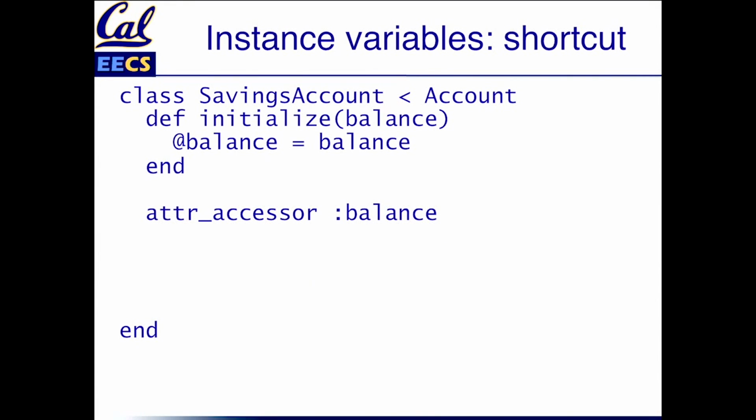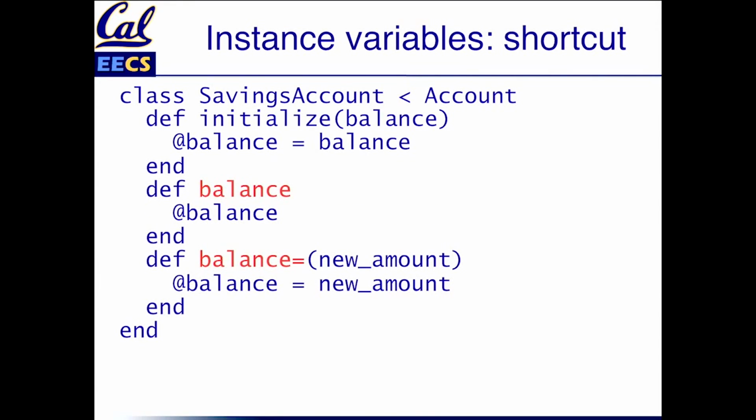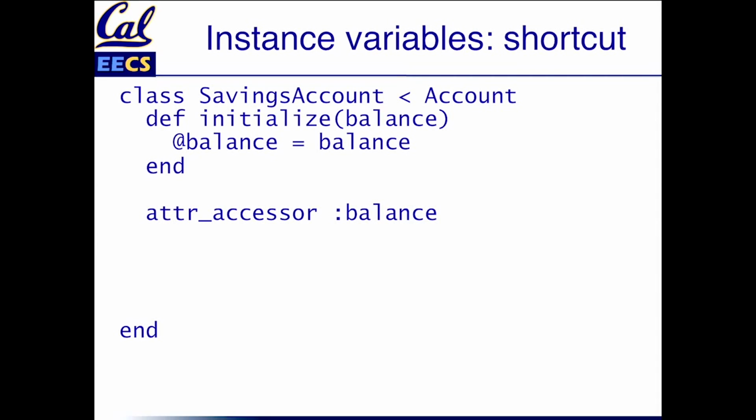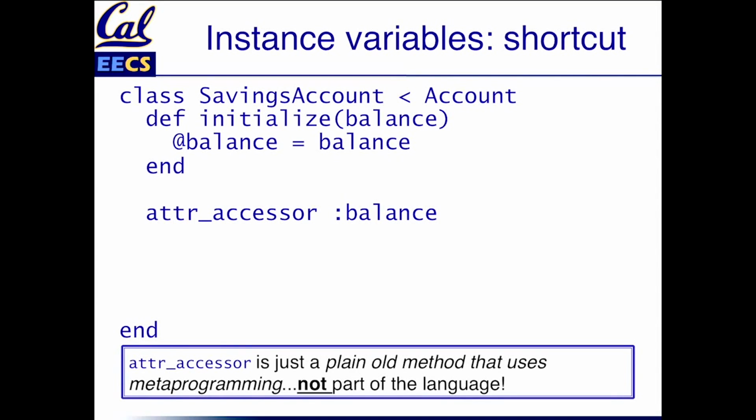Let me do that again. Old way, new way. I just made code disappear. Okay? So what is this magic attr_accessor thing? It's not part of the language. It is just a regular old method call. And in a moment, we're going to start talking more about metaprogramming, which is code that defines and writes and runs new code at runtime.